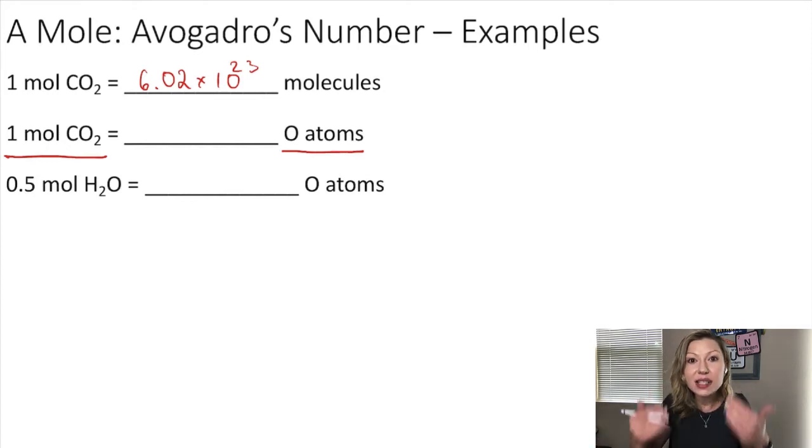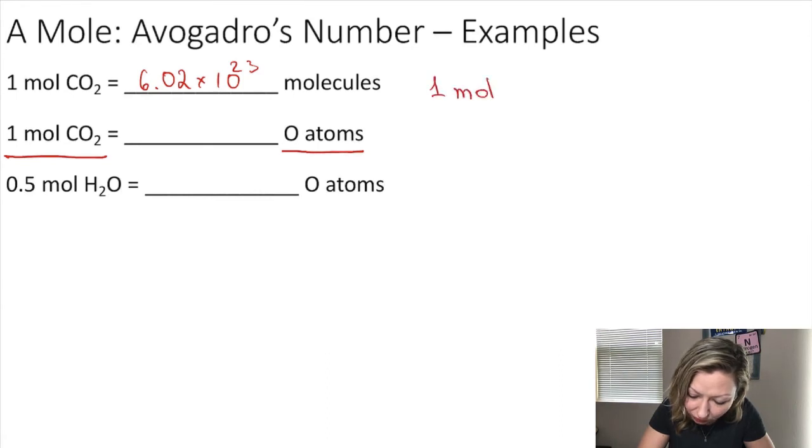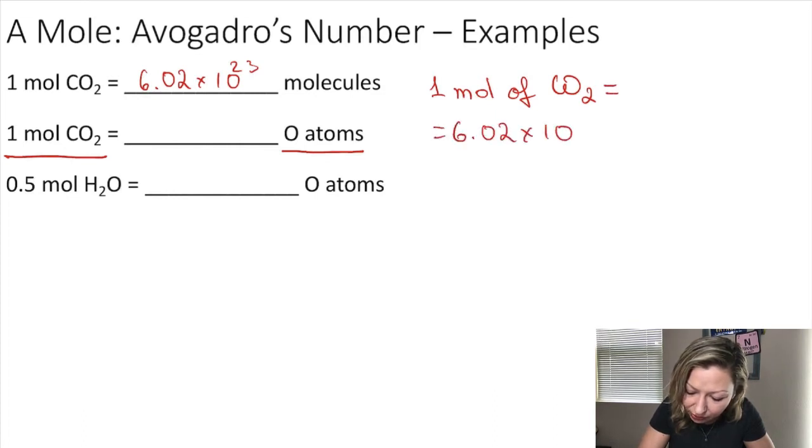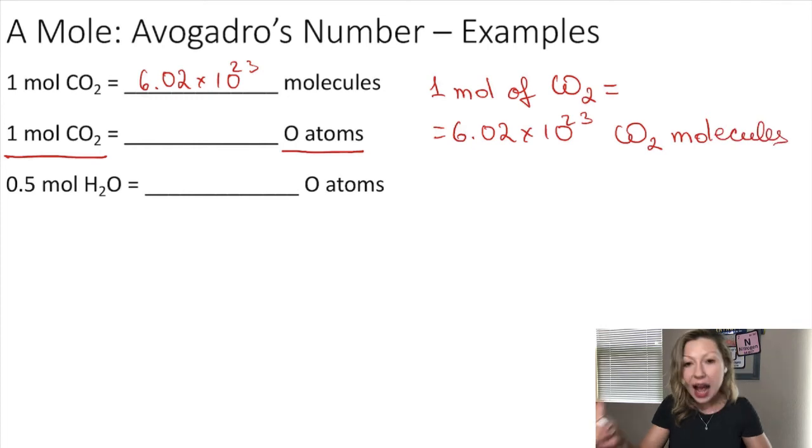Well, in each CO2 molecule, I have 2 oxygen atoms. So, if I know that I have 1 mole of CO2, which equals 6.02 times 10 to the 23rd CO2 molecules, I can actually write out a conversion factor. The conversion factor would be just a fraction, okay?